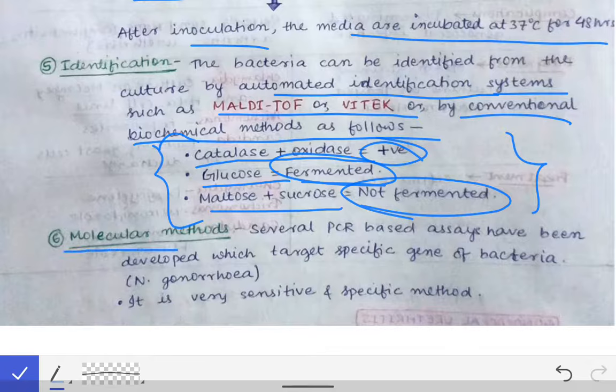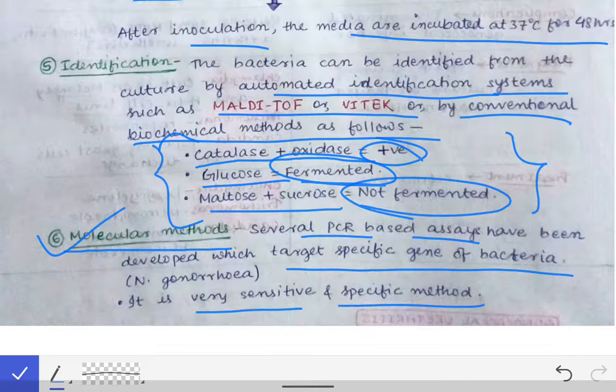The next step in the lab diagnosis of any organism is the molecular methods, where we detect certain genes with the help of PCR. Several PCR-based assays have been developed to date which target a specific gene of the bacteria, and since it goes by gene identification, it is a very sensitive and very specific method as well.